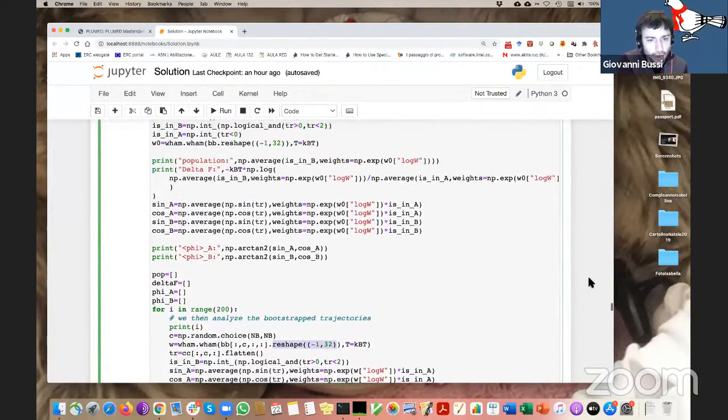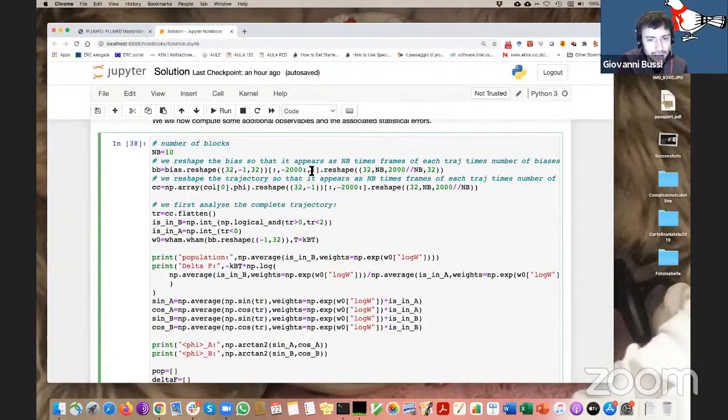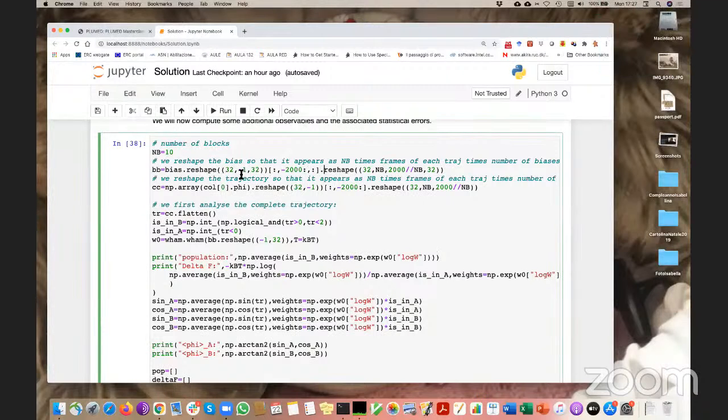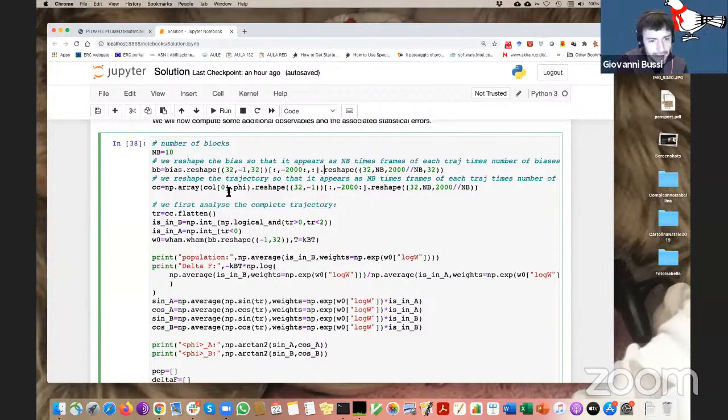Yes. What I'm doing here, I'm just taking my concatenated trajectory. Let's see what happens on the trajectory, which is easier. And then for the bias, there will be an extra index. So let's see what happens for the trajectory. I read it here.